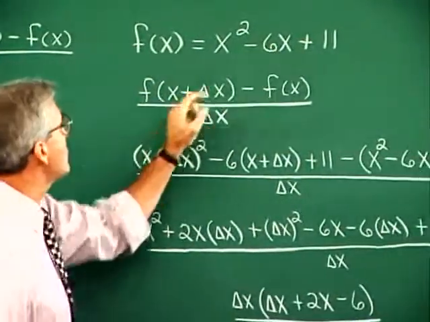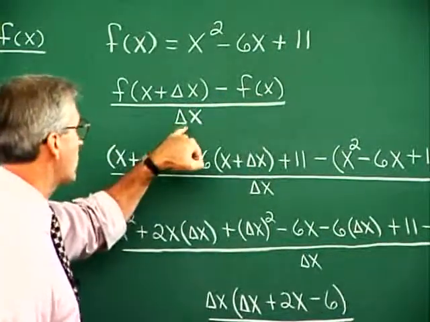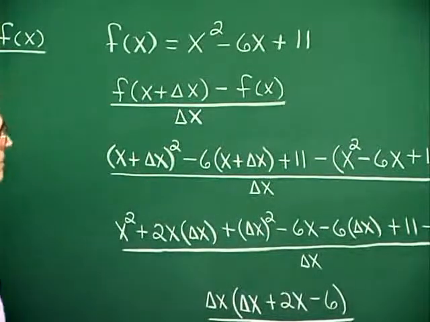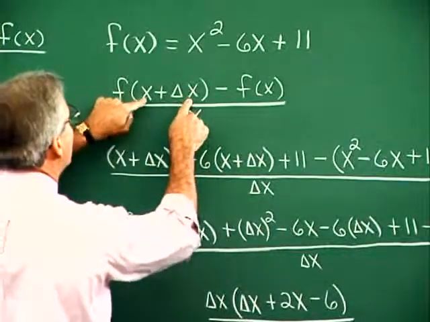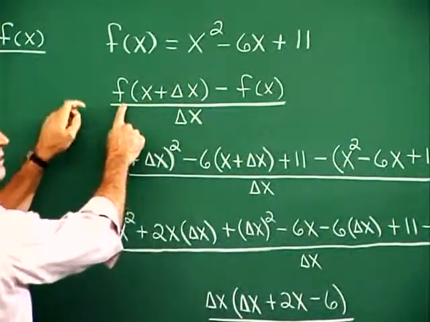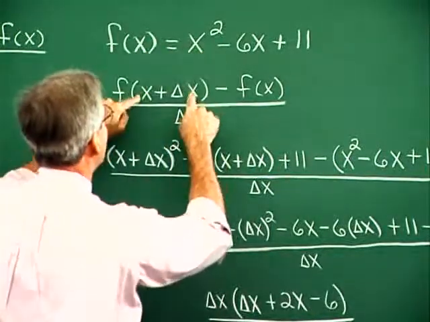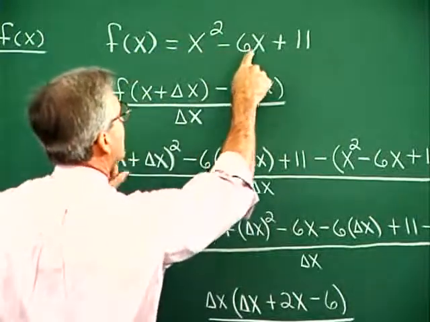And let's evaluate this: f of x plus delta x minus f of x over delta x. This, incidentally, is called a difference quotient. You may have seen a difference quotient before. But let's evaluate it according to this function. f of x plus delta x means in the f function, replace x with x plus delta x. So this x is replaced with x plus delta x. So it's binomial squared minus 6 times binomial.